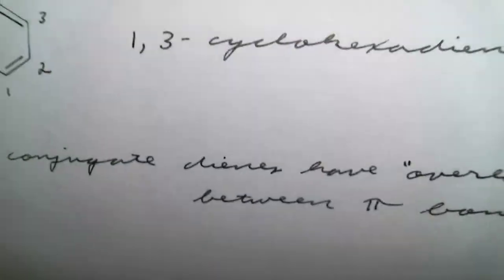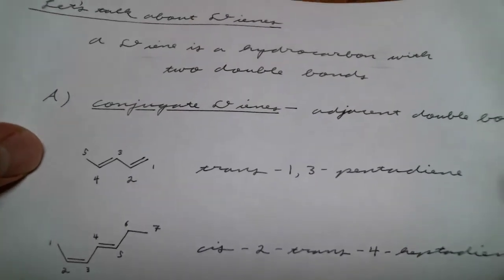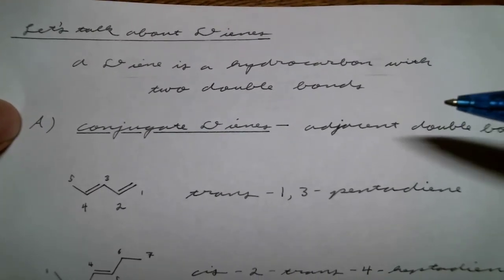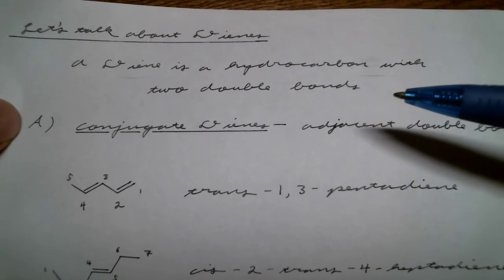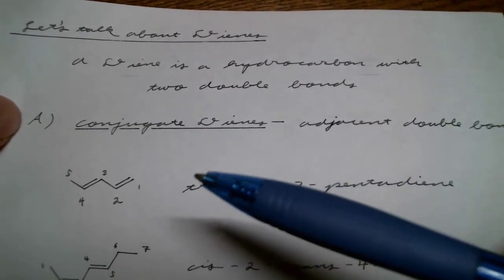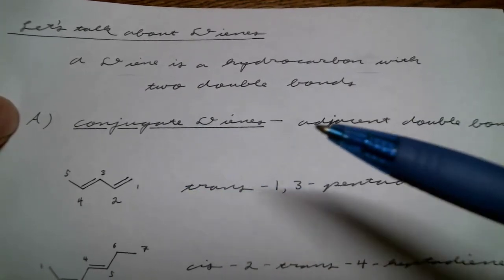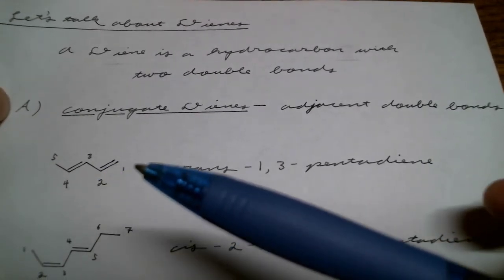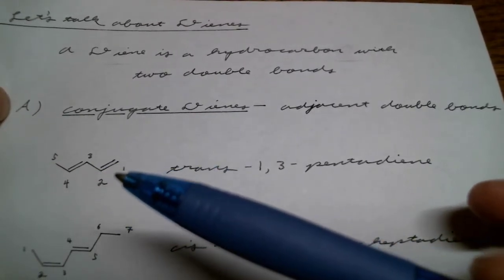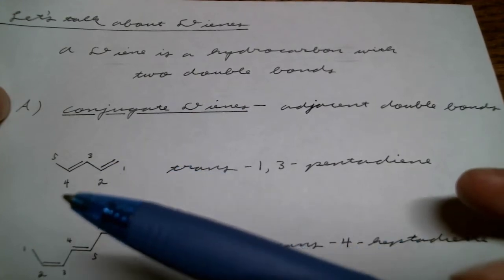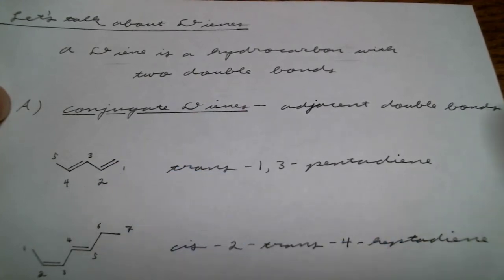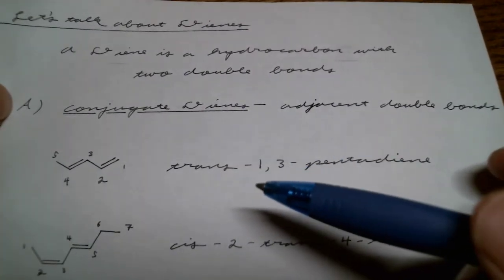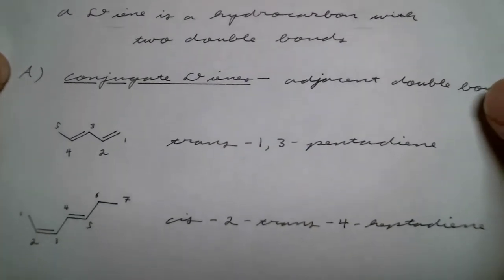we can talk about a more complex pi delocalized system. Let's talk about dienes. A diene is a hydrocarbon with two double bonds, and so we can have conjugated dienes, that is, adjacent double bonds. So the p orbitals on those four carbons are all part of the same pi system, and they overlap with each other, hence conjugated dienes. This particular one is trans-1,3-pentadiene.